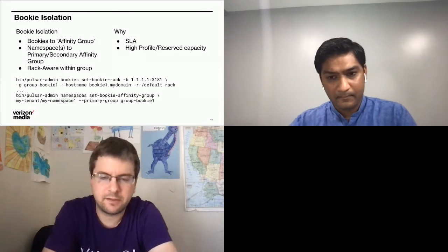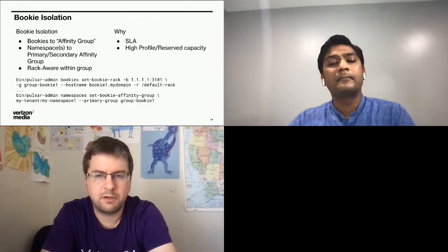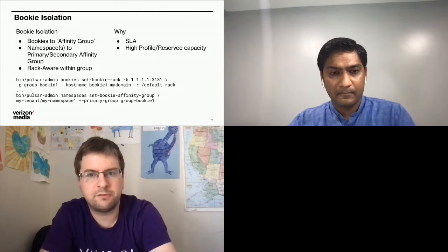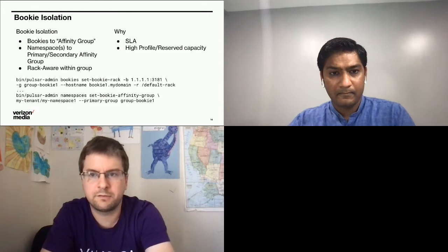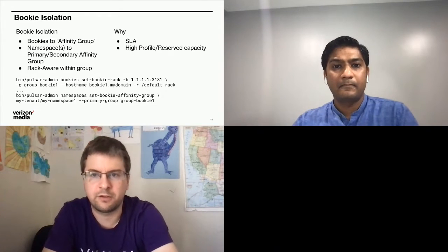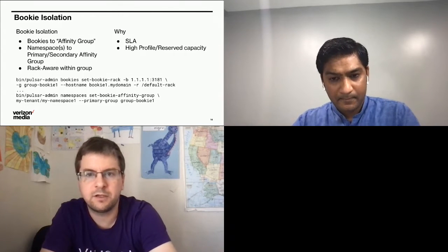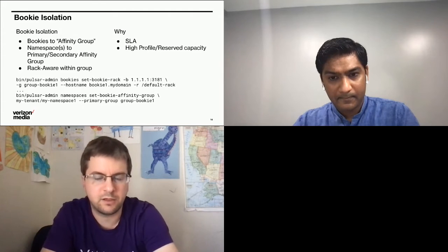BookKeeper isolation is the second method of hard isolation. So BookKeeper is generally a well-behaved system and quite resilient, and it's not easy for one tenant to impact another. But BookKeeper also doesn't lend itself well to heterogeneous server configurations. If you have tenants with significantly different storage or performance requirements, it makes sense to put one server configuration into one BookKeeper affinity group and the other configuration into a different group, and then assign namespaces or brokers to those affinity groups. And just like with broker isolation, you can move tenants between different affinity groups with an admin call impacting the namespace policy, and then a broker restart or a namespace unload.